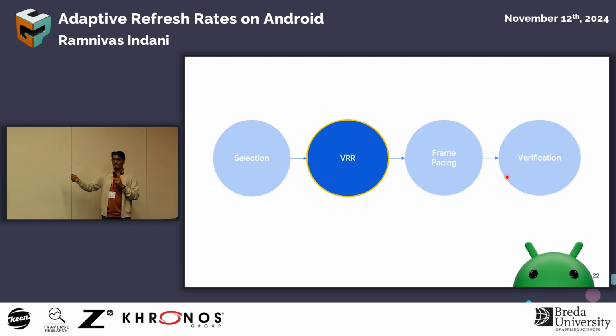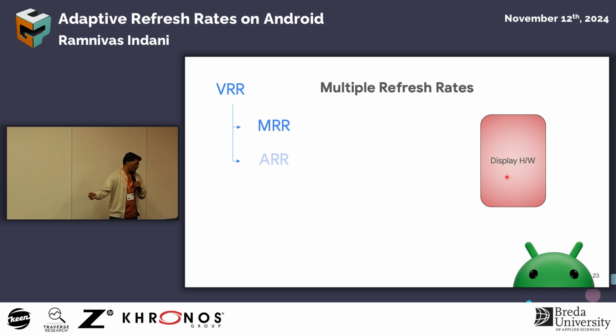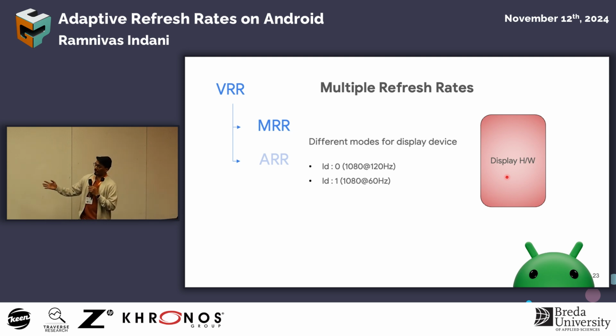This is where the type of the display comes into the picture, because the frame rate is only half of the picture. In VRR, we have two different kinds of displays: one is MRR and one is ARR. This is our display, let's say, for multiple refresh rates. So what happens in that? The display comes with MRR with, for our example, two different display modes. One supports a 120 Hertz refresh rate, the other one supports 60. There can be many more, but here we are just going with 2.